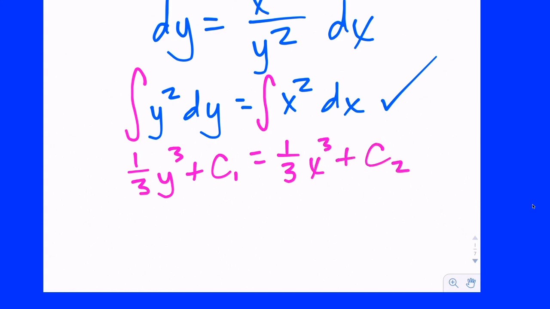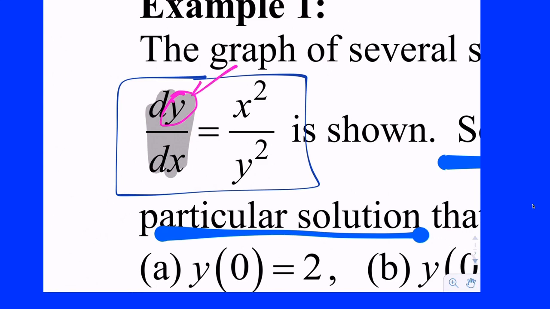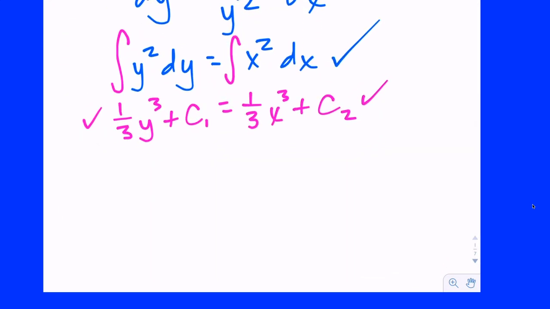Now, that's going to earn probably a check on either side. Maybe just one for the whole thing. Is that solved? Did I just solve? Did I find the general solution? The general solution means solving for your dependent variable, which is always the one in the numerator up there. So I need to solve it for y. So now I need to algebraically solve it for y. How do I do that? A little algebra now. Bring the c over. So I got 1/3 y cubed equals 1/3 x cubed. And I'm going to have c sub 2 minus c sub 1, which is new and improved c.